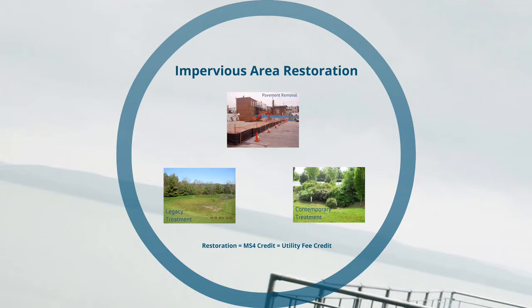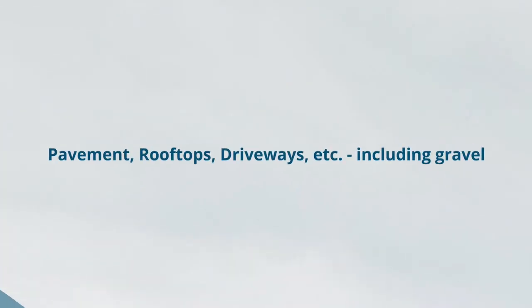First question when you talk about impervious area restoration is really, what is impervious area? It is any area or any surface on the land that will not allow water to flow through it into the soil beneath it. So any pavement, driveways, roadways, any rooftop, and any other surface that will not allow water to flow directly into the ground. This includes gravel in many cases.